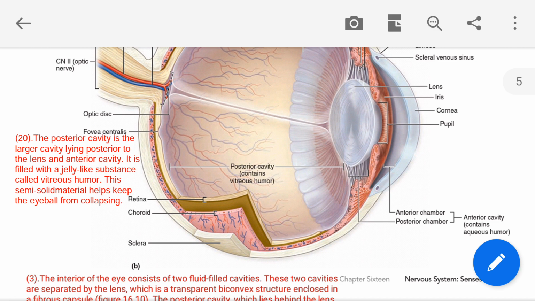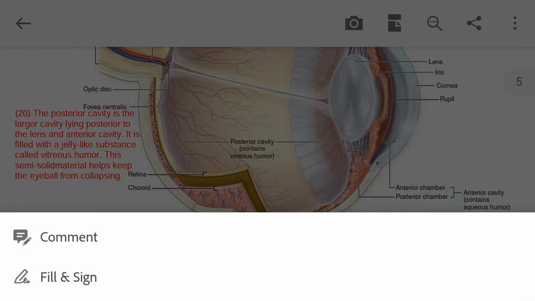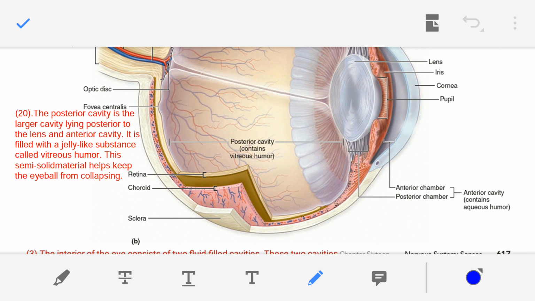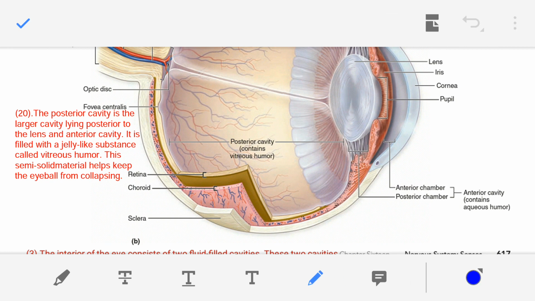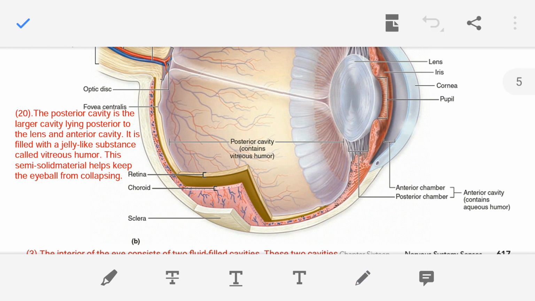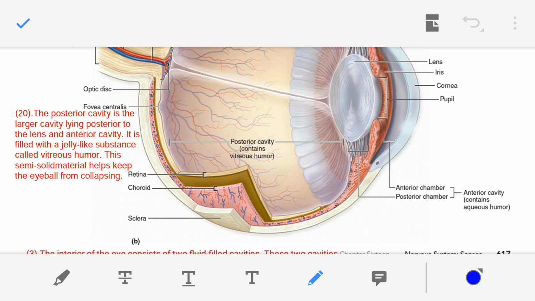Now we have discussed the anterior cavity. Now we are discussing the posterior cavity. Here you can see this is the posterior cavity. The posterior cavity is the larger cavity, present posterior to the lens. This is the lens, and posterior to the lens the posterior cavity is present. This is the anterior cavity, and posterior to the anterior cavity the posterior cavity is present. In short, behind the anterior cavity and lens the posterior cavity is present.